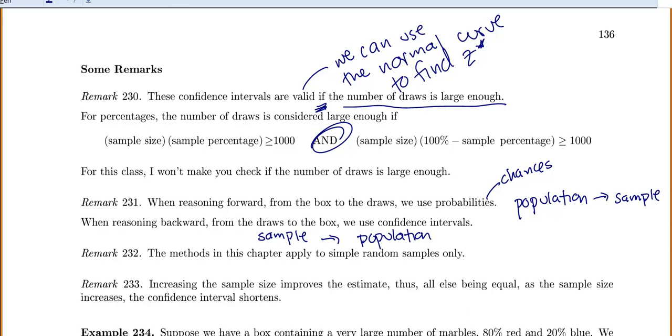Next remark, the methods in this chapter only apply to simple random samples. And finally, increasing the sample size improves your estimate. So, if everything else is equal, as your sample size increases, then your confidence interval gets shorter. And when it's shorter, that means it is more precise.